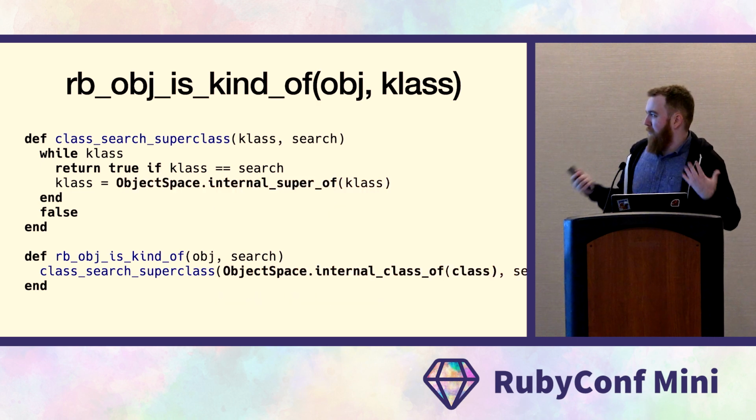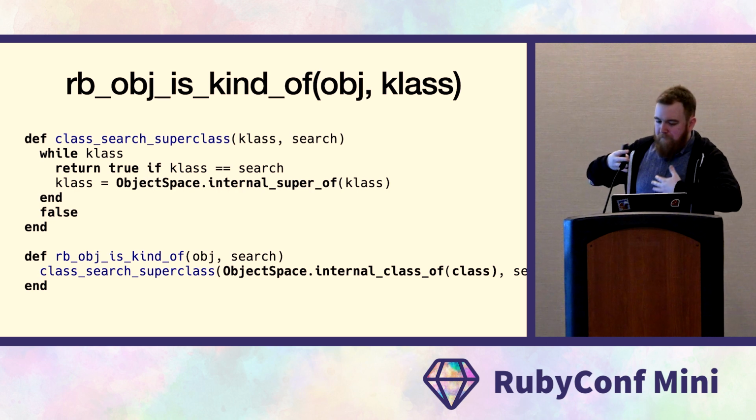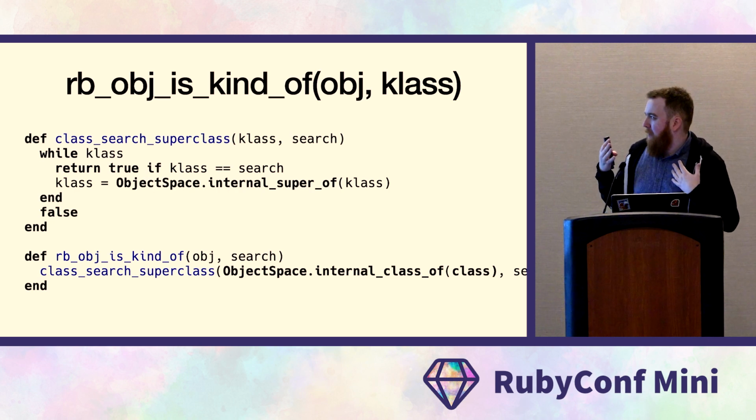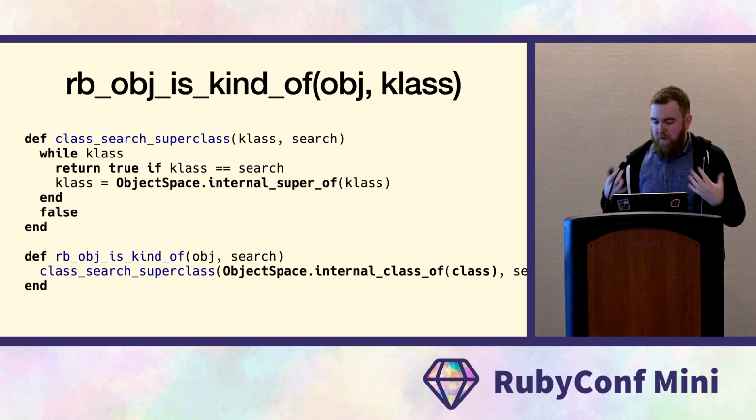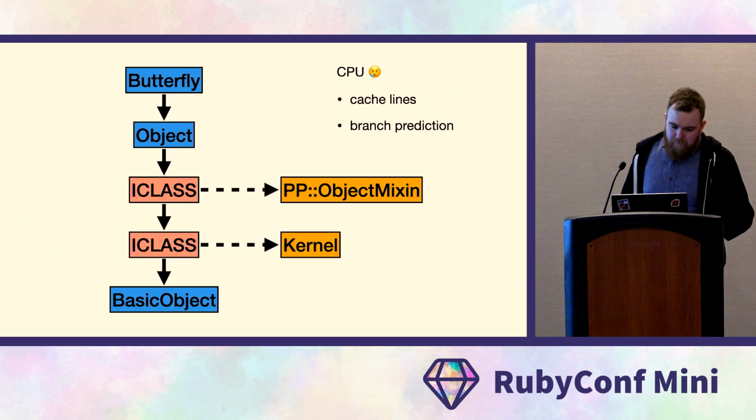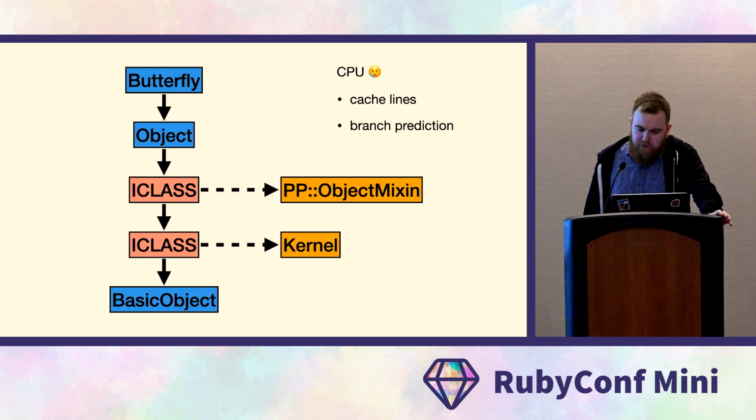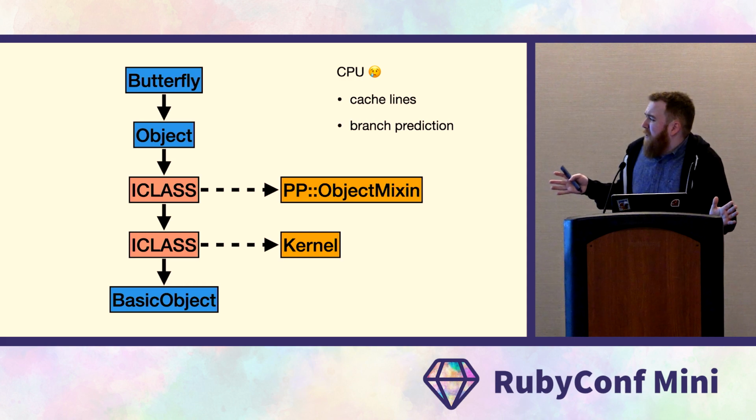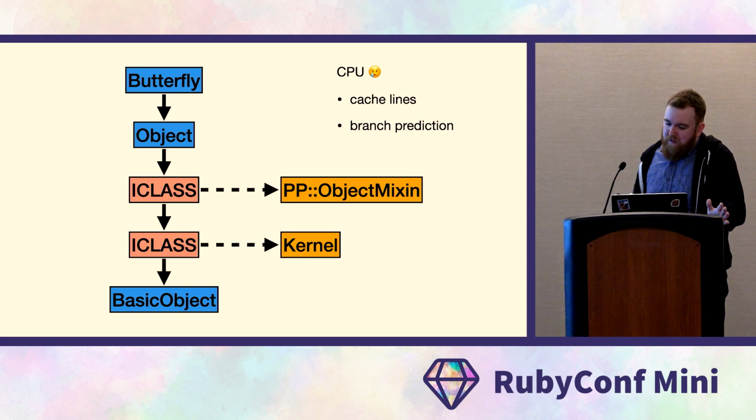So this is more the real implementation. We're looping over these objects, and we're checking not just the classes, but also the iClasses. So that's still maybe only 5 items in a linked list to check.